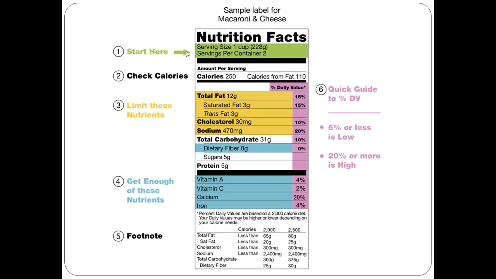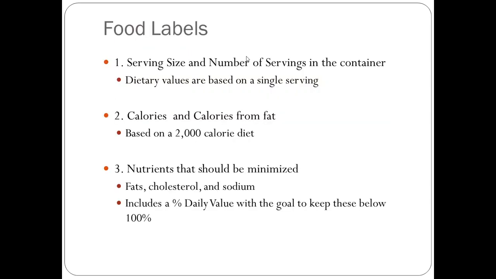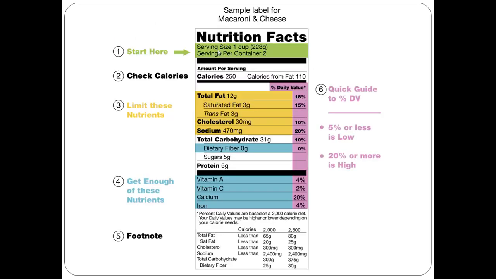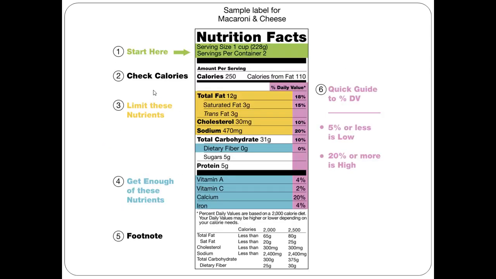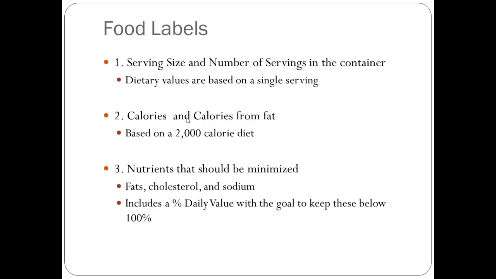So the first section, the green section here, is just the serving size and number of servings in the container. Most of the dietary values are based on a single serving, but sometimes, like here, there's 2 cups in the entire package, but a serving size is only 1 cup. So they'll say their serving size per container is 2, but all of these are based on the 1 cup serving size. Calories and calories from fat, which is here. This is based on the 2,000 calorie diet.